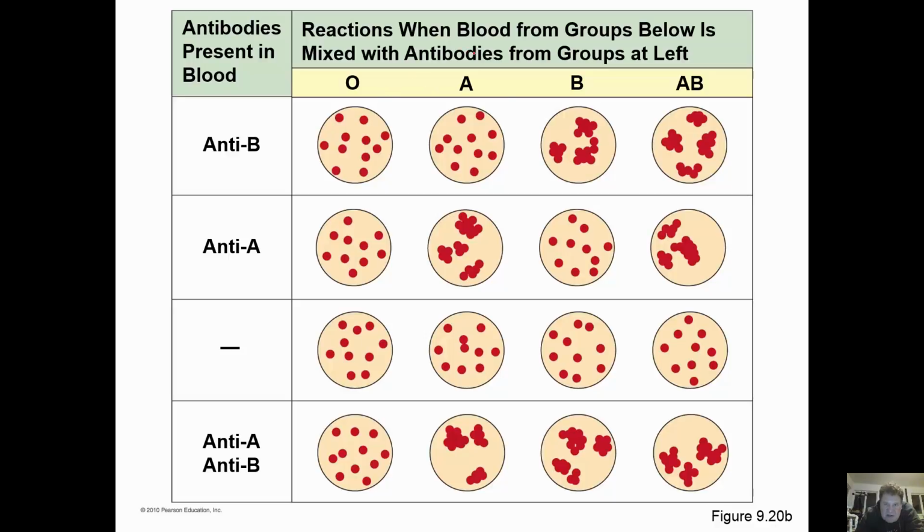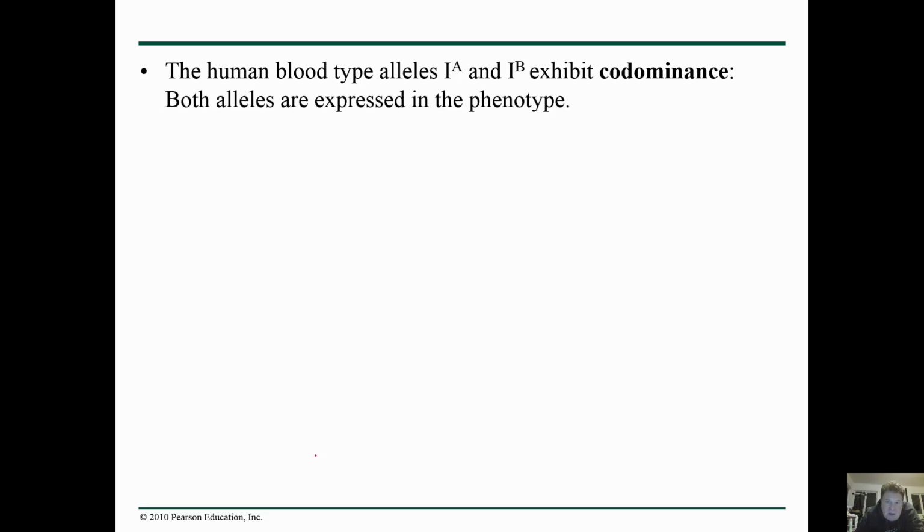As for the reactions between blood groups, if you have antibodies present in blood, for example anti-B antibodies, you won't react with O, you won't react with A, but you'll react with B or AB. If you have anti-A antibodies, you react with A and with AB, but you won't react with the others. If you have no antibodies, you won't react with any of these. If you have anti-A and anti-B, you will react with everything but O. Okay.